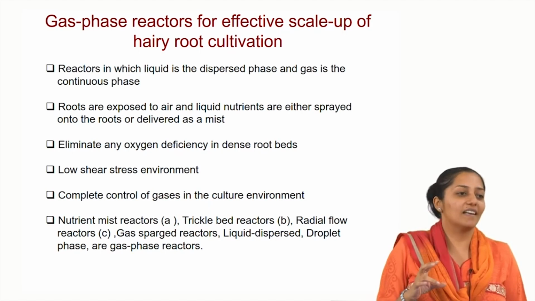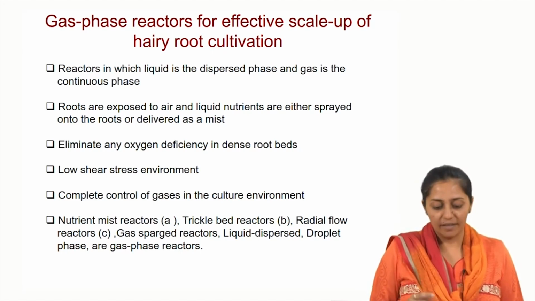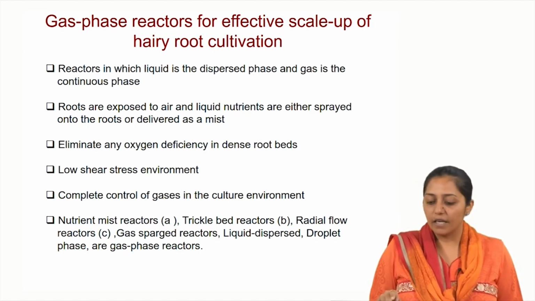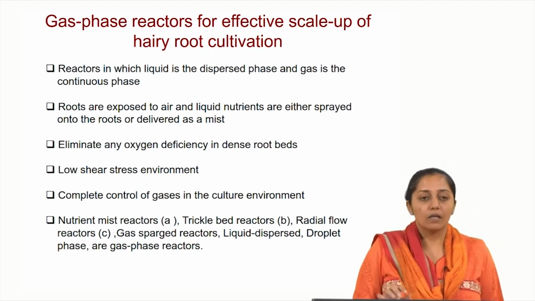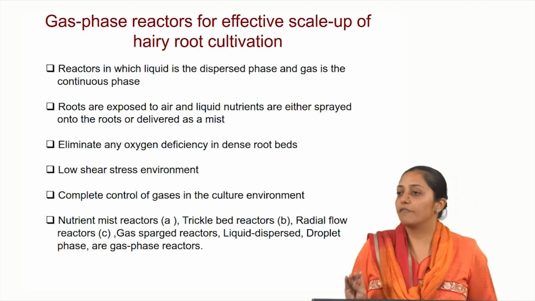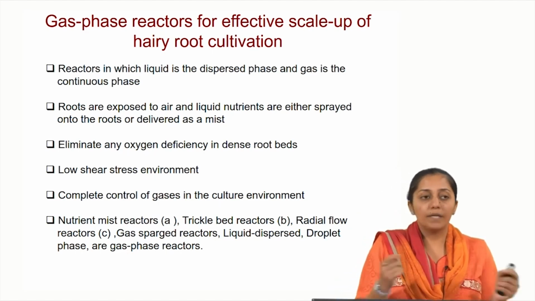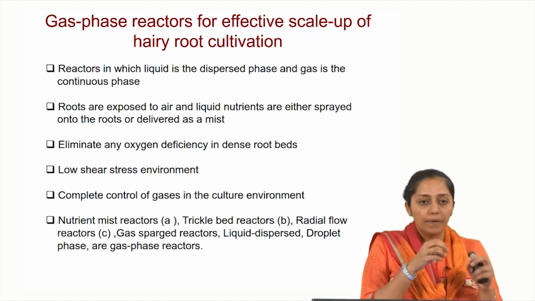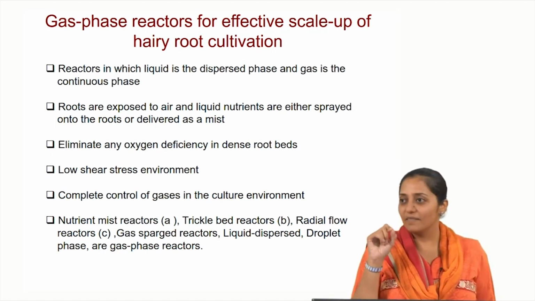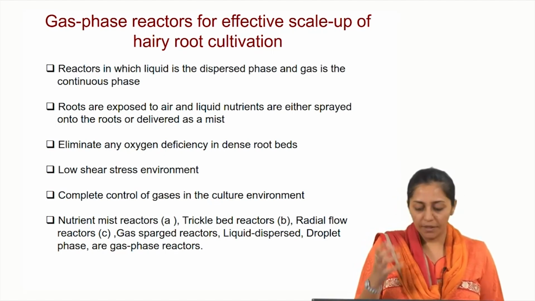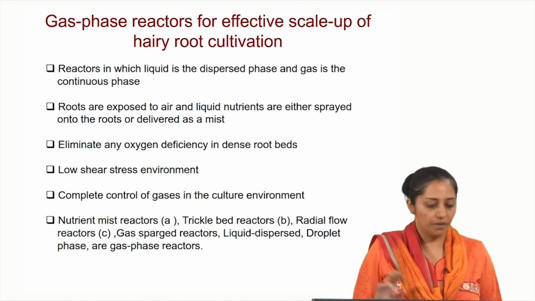Things can work at small scale, but imagine at production scales, it is quite costly. So roots are exposed to air and liquid nutrients are either sprayed onto the roots or delivered as a mist. So these are mist bioreactor designs. Now what can they do? They can eliminate oxygen deficiency in the dense root beds, and we could see that very clearly. Once we harvested the reactors and opened up the root mesh, we could see that till the inner core there were small branches coming out, fresh roots. So in total the biomass was one of the best in comparison to all the reactor designs which we were choosing.